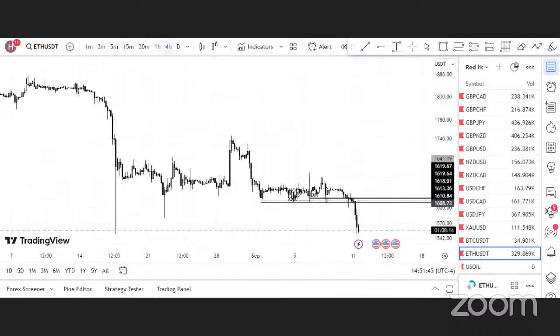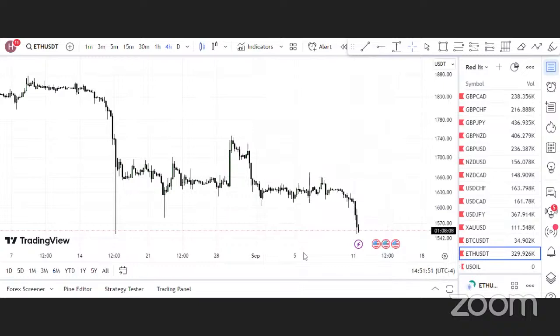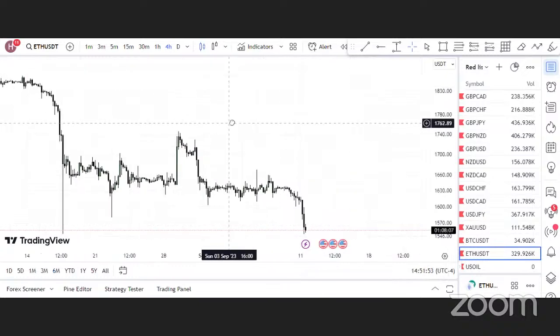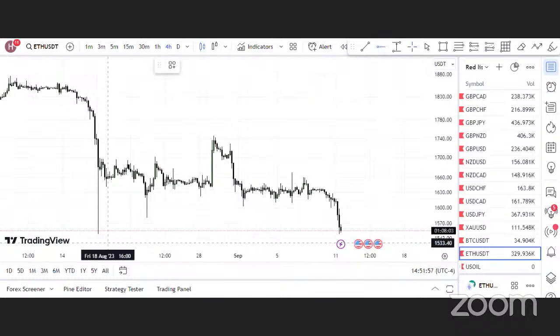Okay, so there's no good entry on this. Before I go, I said I was going to make another analysis for you guys to see. All right, so this is how I make my own analysis. So this is here.